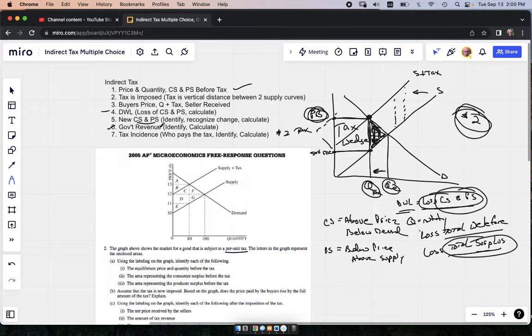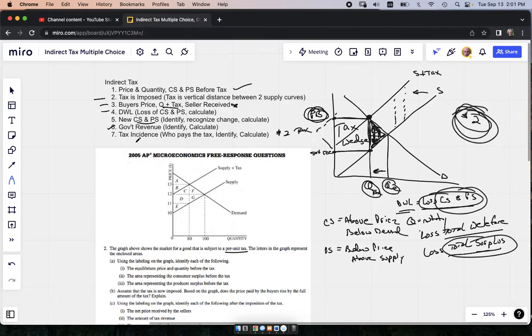Make sure you know about that new consumer surplus and producer surplus. Be able to find the buyer's price, know where the new quantity is, and how much the seller would receive, put in his pocket. With taxes imposed, you need to know that the vertical distance between the two curves is the amount of the tax. They won't always tell you it's a $2 tax. Sometimes you're going to have to just recognize that vertical distance is what gives us our amount of tax.